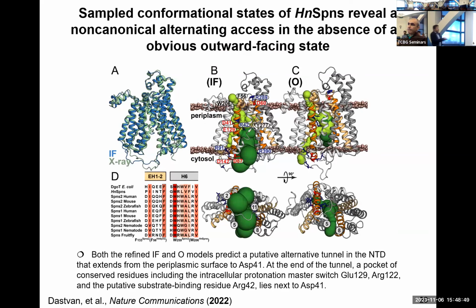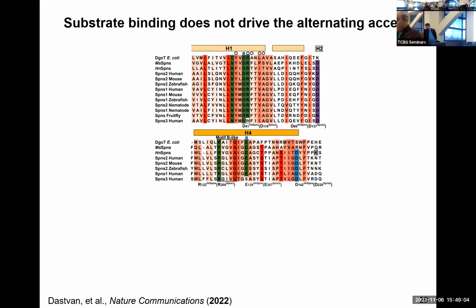So it seems that gates 2 and 11 completely close, but gates 5 and 8 do not. In the case of the second bacterial homolog, I hope I will get some time to present some of those data.